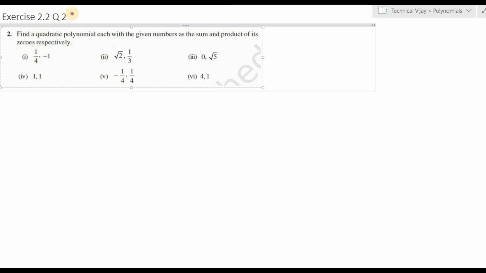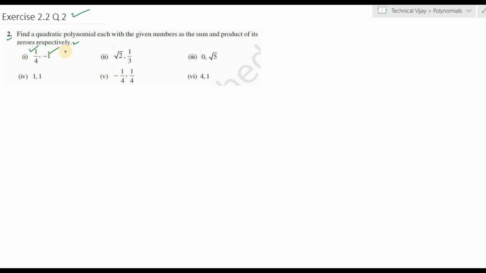So now exercise 2.2, question number 2. Here find the quadratic polynomial each with the given numbers as the sum and product of its zeros respectively. Like this, this is the sum of the zeros and this is the product of the zeros. So we will take the first one. The sum of zeros, that is alpha plus beta, he has given, is equal to 1 by 4, and the product of zeros, that is alpha into beta, is equal to minus 1. This is the given data.